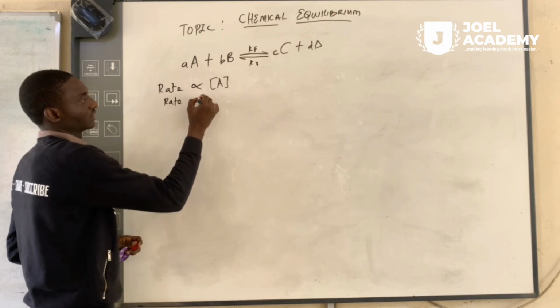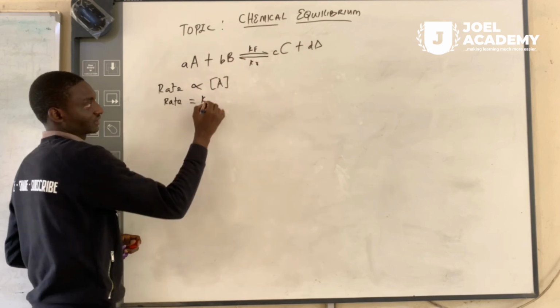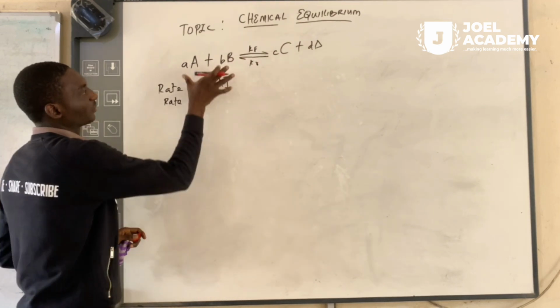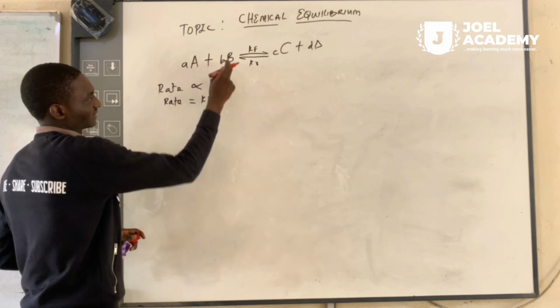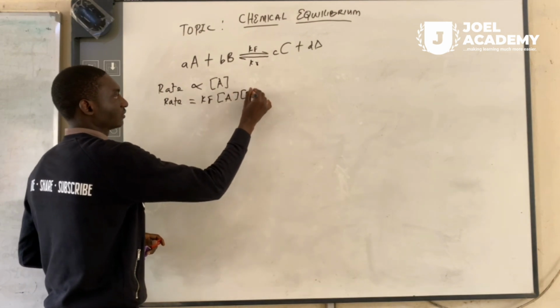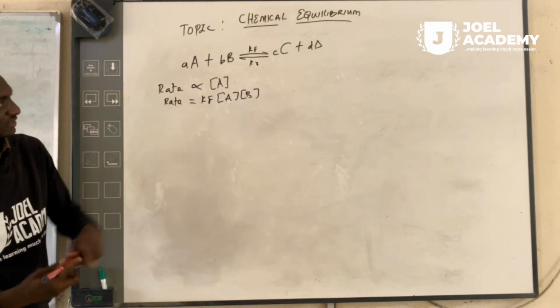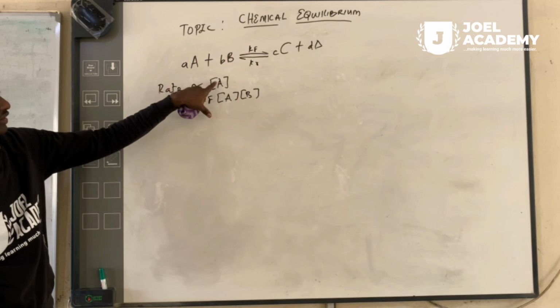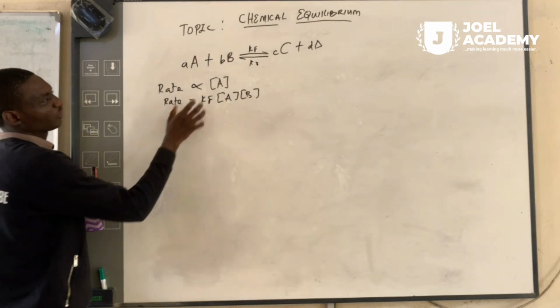the rate will be equal to Kf, which is my constant, times the concentration of A and the concentration of B. The bracket here tells you that it's the concentration of A. So this is the rate of the forward reaction.